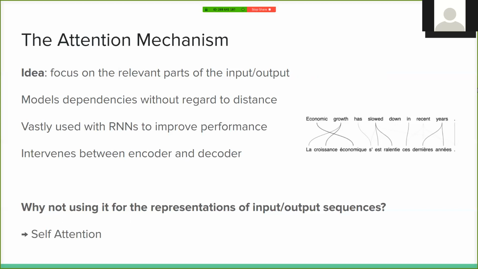But the question that arose, and that was the general incentive for making this paper, was why not use it for the first task of sequence transduction? So why not use it for computing the representation of the input and output sequences? And this would be known as doing self-attention.